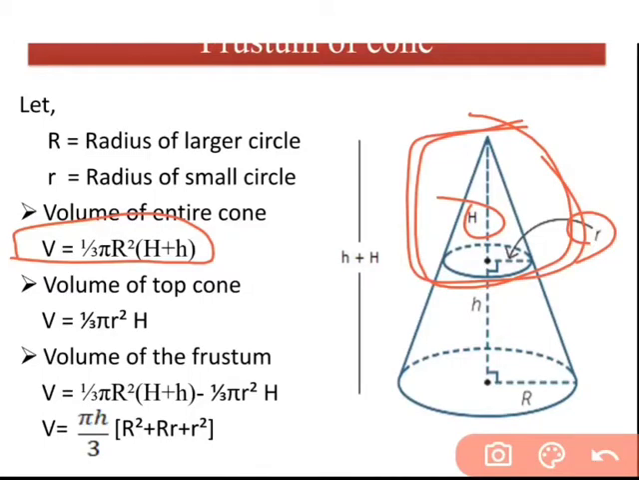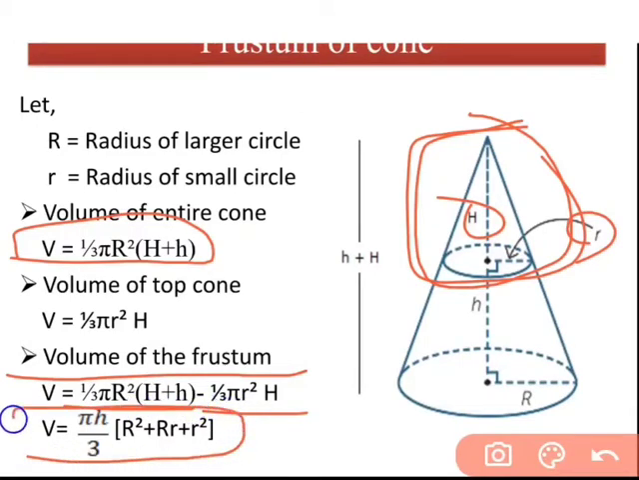So we will find the volume of the frustum of cone. V is equal to the volume of the entire cone minus the volume of the top cone. So V is equal to 1/3 pi R square into (capital H plus small h) minus 1/3 pi r square into H. You can also simplify it. So the volume of the frustum of cone V is equal to pi h divided by 3, in brackets, capital R square plus capital R small r plus small r square.